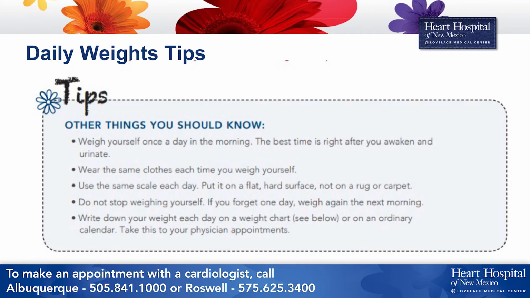Tips for your daily weights. Once again, you want to weigh yourself in the morning right after you wake up and after you have urinated. You should wear the same amount of clothes each time you weigh yourself and try to use the same scale. You want to put your scale on a flat, hard surface, not on a rug or a carpet. Do not just stop weighing yourself. If you forget one day, that's okay. Just restart again the next morning. Write down your weight each day on a chart, and then you can bring this with you to your appointments, and it will help your doctor address any medication changes.